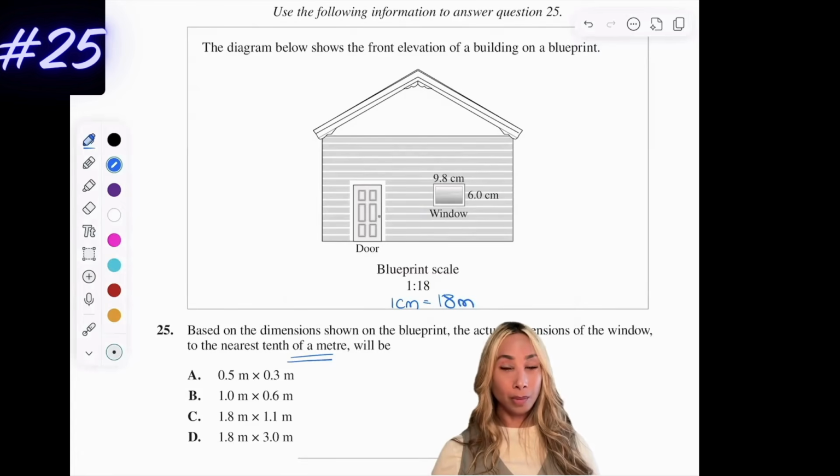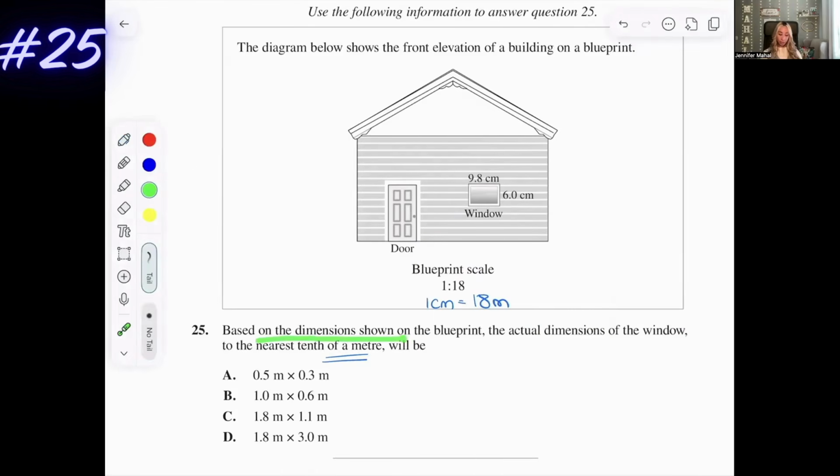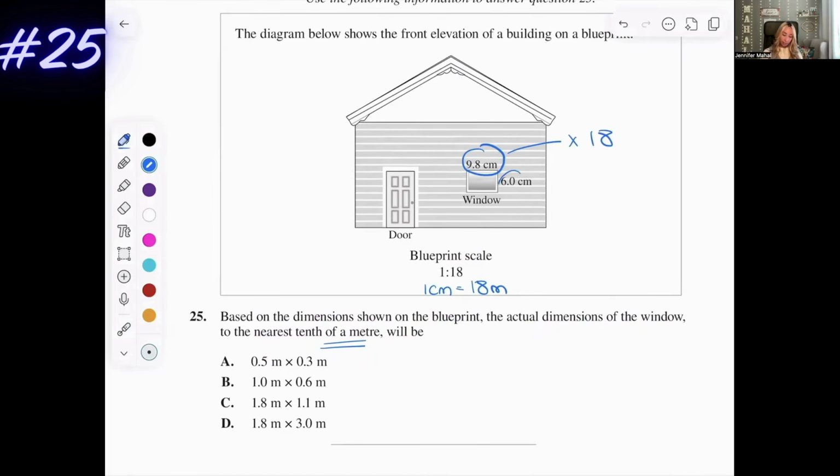The other part that I want to be clear is when we have to find it. So it says here, based on the diagram, based on the dimensions shown on the blueprint, the actual dimensions of the window to the nearest meter would be that. So what I need to do is, if I'm looking at the dimensions, I want to multiply this number by 18, and same thing with this number.